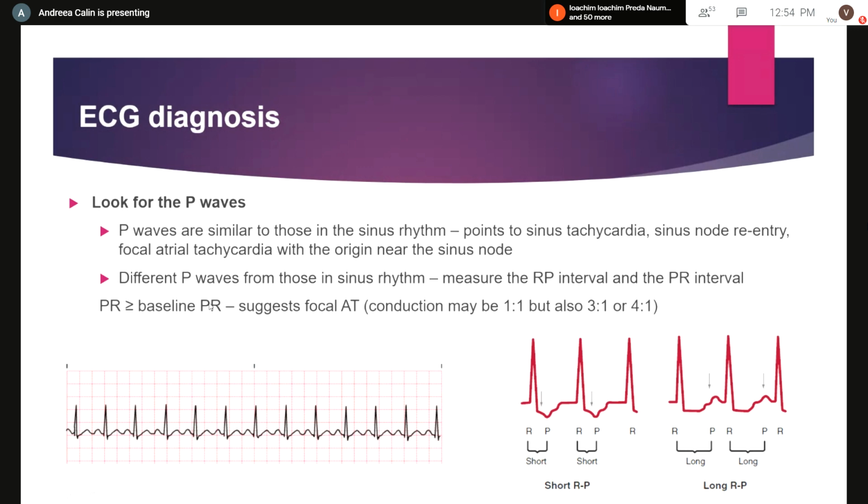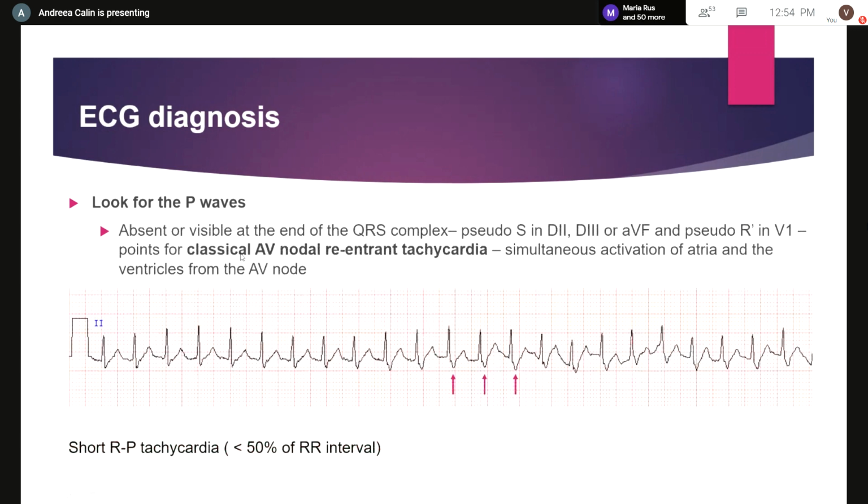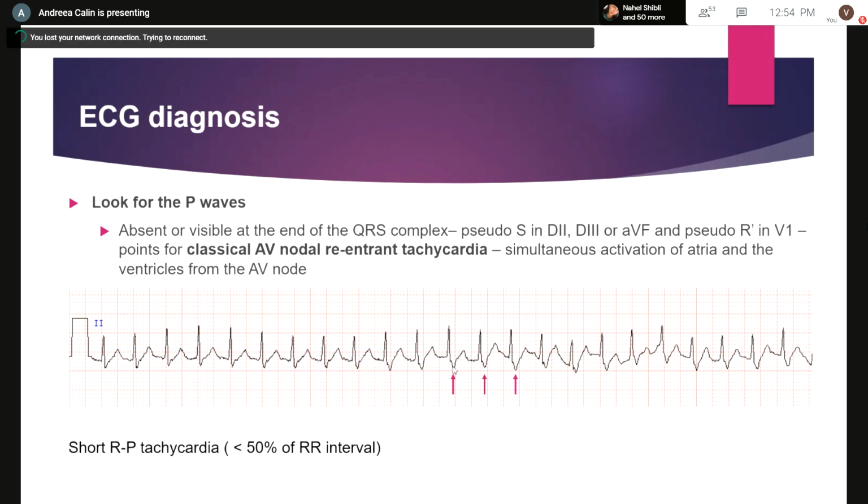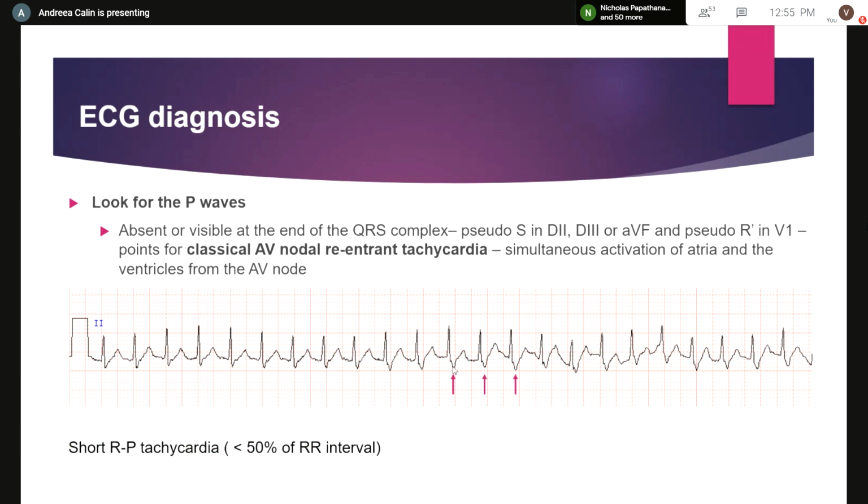A PR interval more than the baseline PR suggests focal atrial tachycardia, but these waves may be absent or you cannot discern the P waves, or they may be visible at the end of the QRS complex with a pseudo S pattern in the inferior leads and the pseudo R prime pattern in V1, and this is a type of short RP tachycardia. You can see that the RP interval is very short.